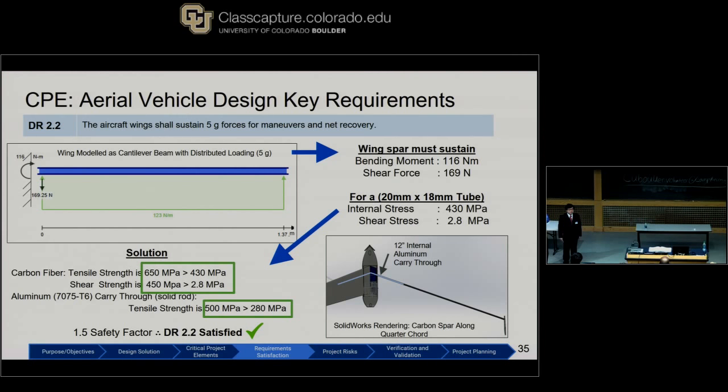And then we performed a similar type of analysis for the aluminum carry-through rod, and we found that the tensile strength of aluminum is greater than the stresses experienced. Therefore, derived requirement 2.2 has been satisfied.